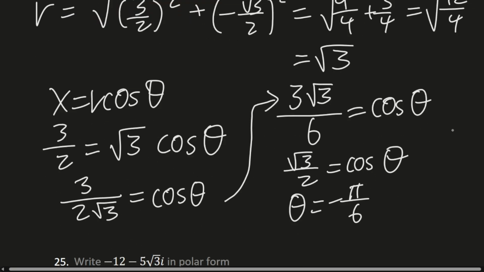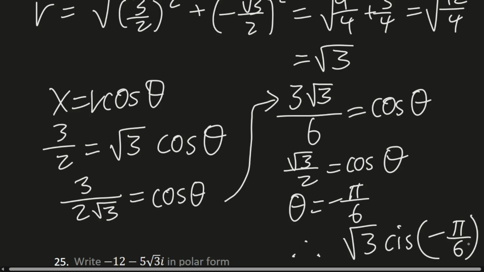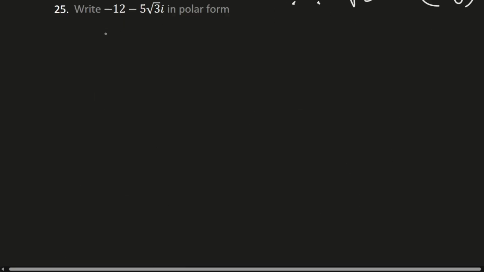because that's going to be the right angle. And also keep in mind that there are infinitely many possibilities for this angle, because you can just add 2 pi or minus 2 pi. Okay, so we can write this as square root of 3 cis of negative pi over 6. Or it could also be like 11 pi over 6. Question 25.